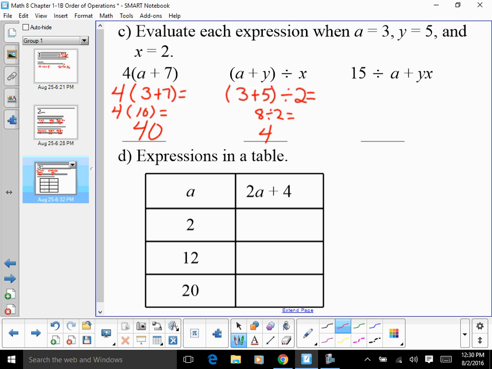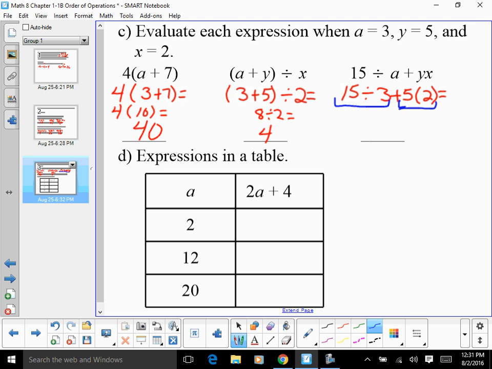The next one, I've got my 15, and I'm going to substitute this one in, because this one's a little bit more complicated. A is 3, and then plus y times x, 5 times 2. Now in this problem, you don't have really any parentheses, and you don't have exponents. So what you do have is multiplication or division, and here is multiplication. Now remember that the law of order of operations said that you're supposed to take them in order from left to right. So that's what we do.